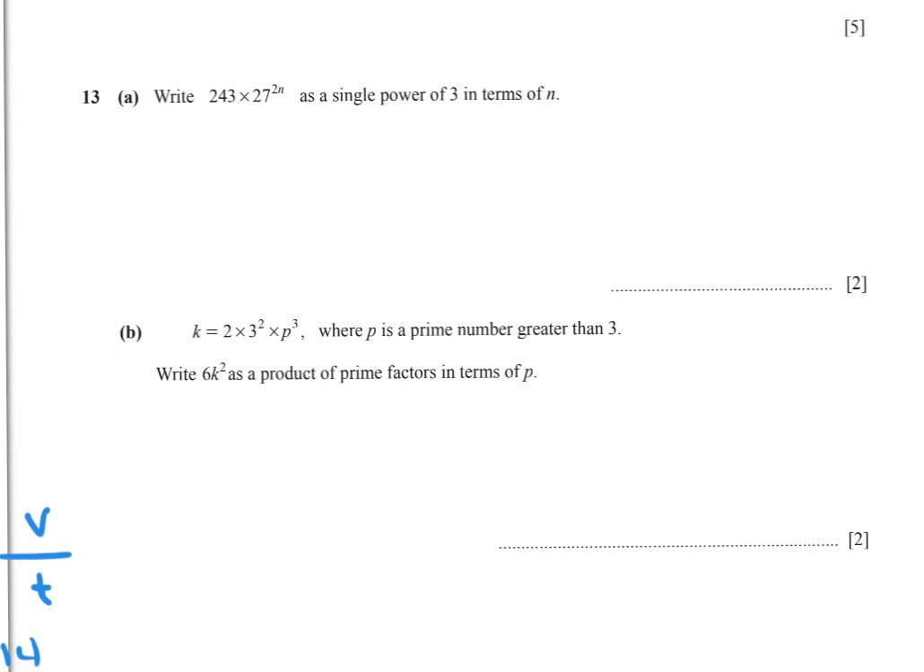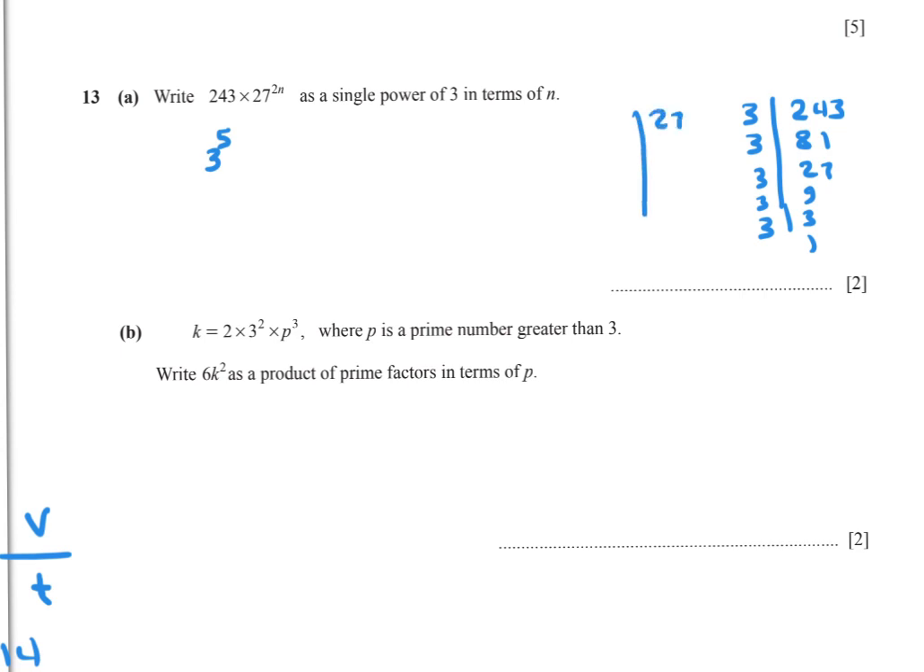Number 13, a. Write 243 multiply 27 power 2n as a single power of 3. 243, 3 power what? You can use your calculator to find the answer, or you can factorize. 243 divided by 3 is 81. Divide by 3, 27. Divide by 3, 9. Divide by 3, 3. Divide by 3, 1. So 243 is 3 power 5.